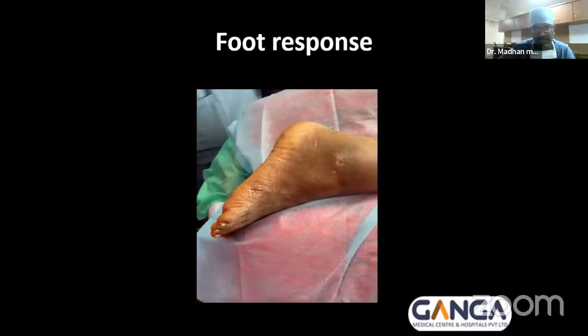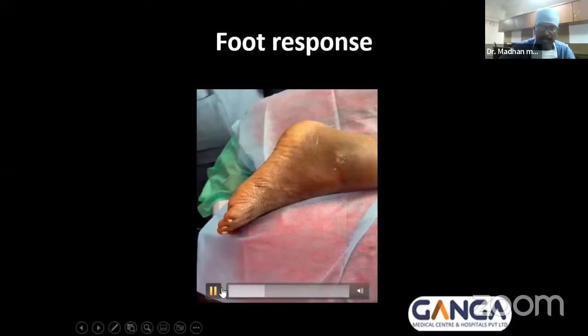Suppose the patient is in a below knee cast or slab, in that case you cannot elicit an inversion response. In that case, a response like this plantar flexion is acceptable.